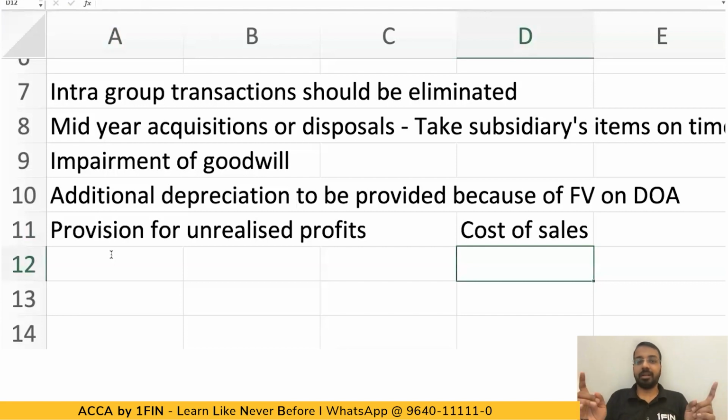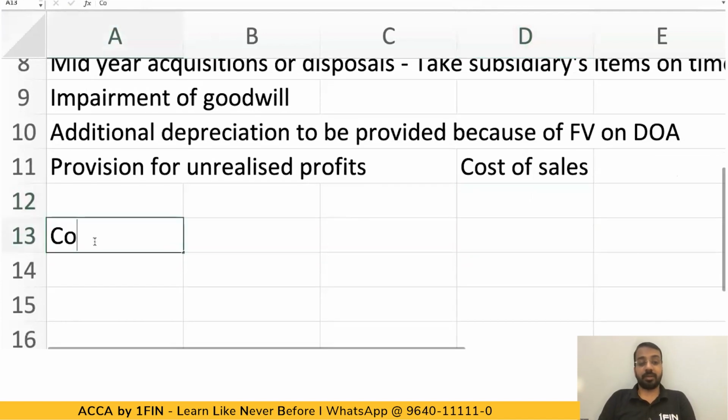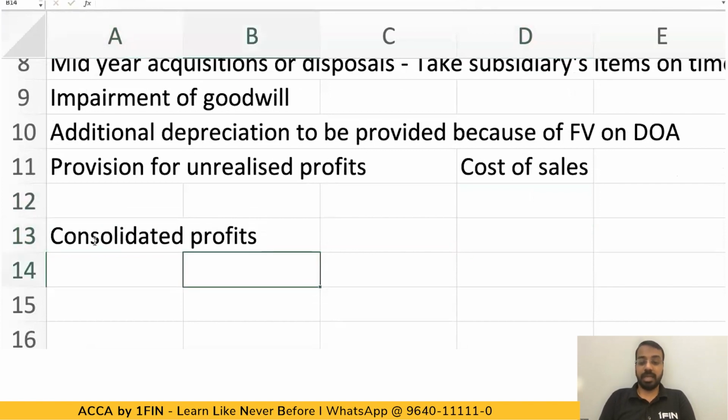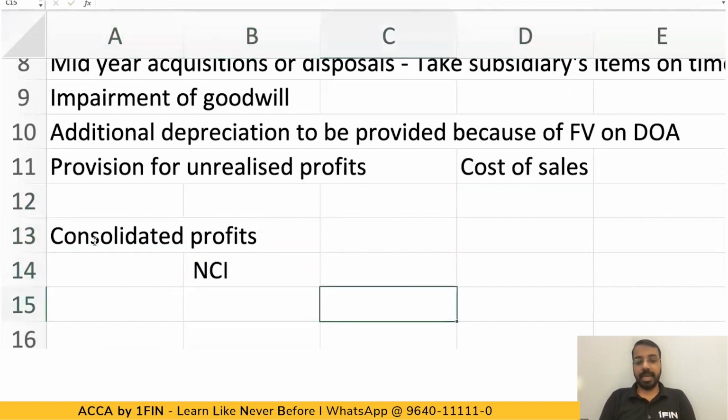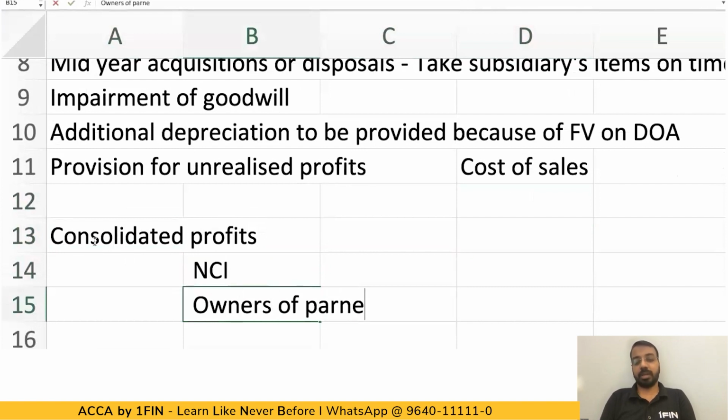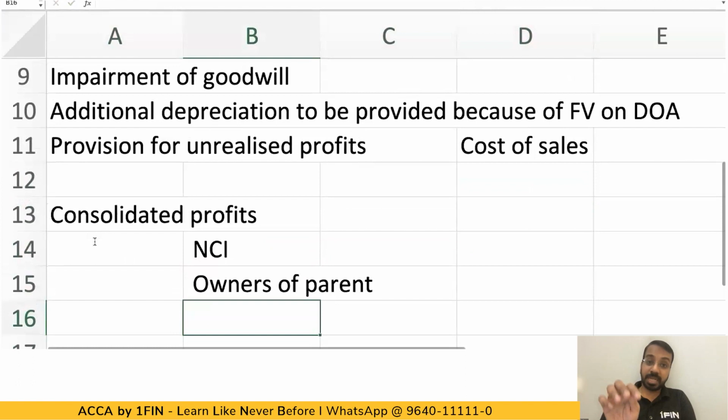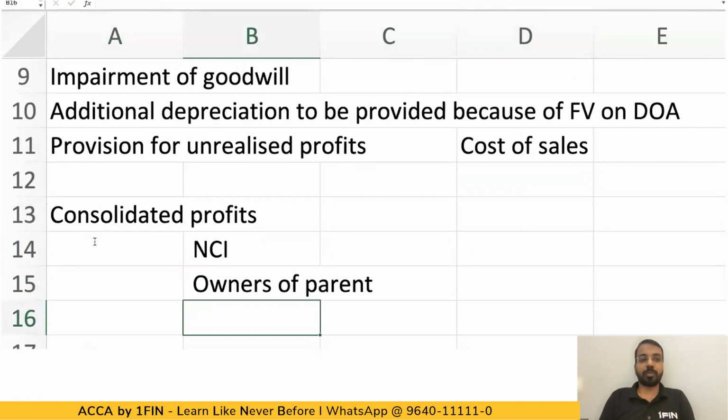Taxation, you will take whatever is the number given, you will add those numbers and you will arrive at the taxation figure. Then once you have arrived at the consolidated profit, you have to see how much is belonging to NCI and how much belongs to owners of the parent. So from the subsidiary's P&L, you will say, okay, this much amount pertains to the NCI and the balance amount pertains to owners of the parent. That is what has to be disclosed.